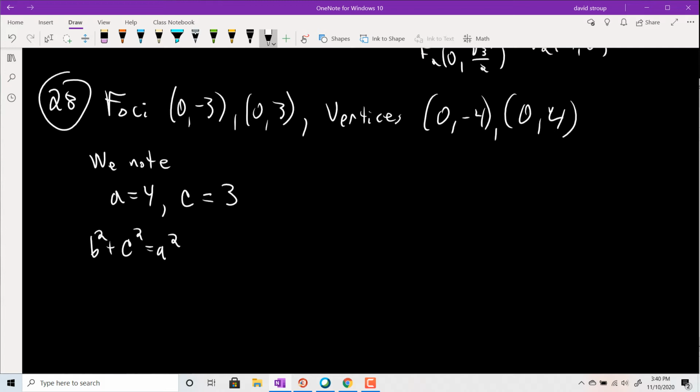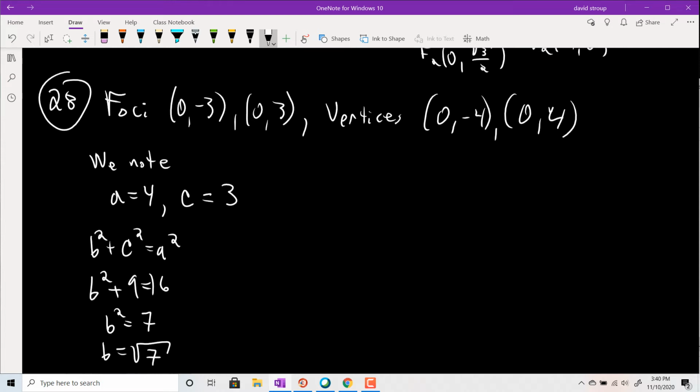Okay. So, anyways, you could solve then for the B value. So it'll be B squared plus 9 equals 16. So B squared will equal 7, and then B will just be root 7. Okay, and then we just plug everything into our formula.